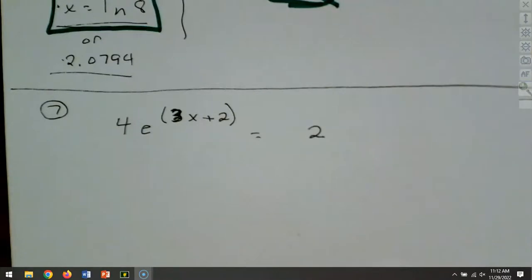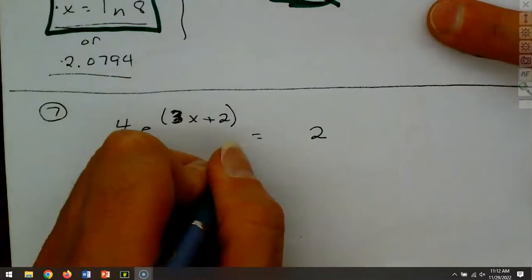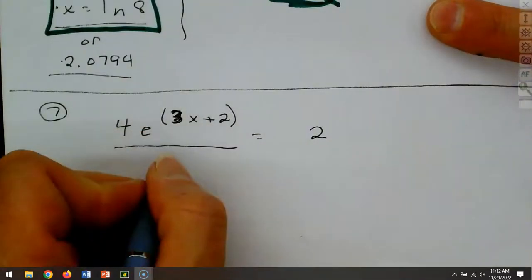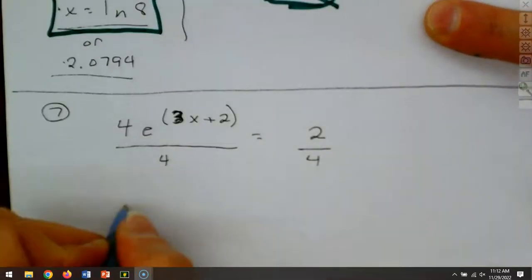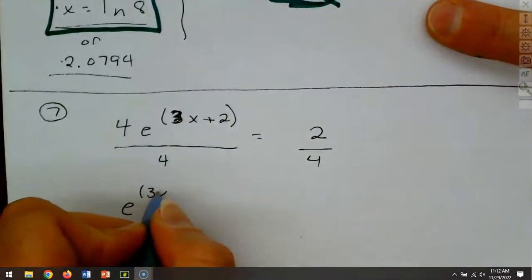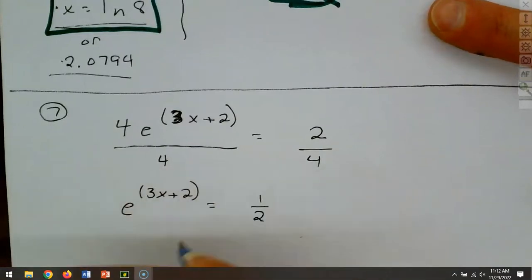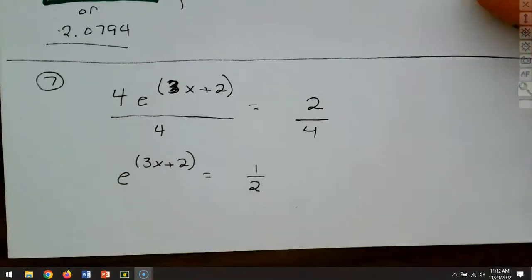Well, what do we know? We know that a natural log will get rid of an e. So we can go ahead and divide by 4, and that's going to get that e by itself. So let's divide this by 4, and then I'm going to reduce. That gives me e to the 3x plus 2 power equals 1/2, right? Is everyone okay with that?